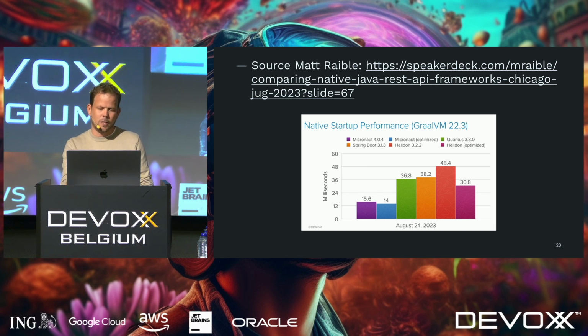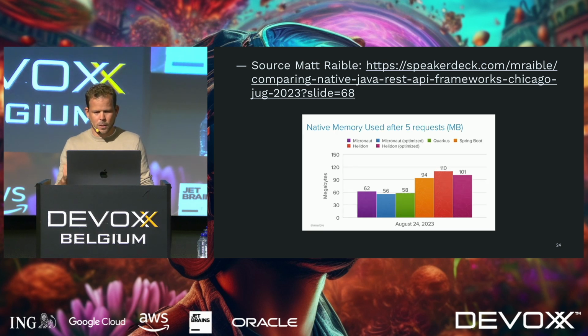There are actually 2 bars there. You'll see one is Micronaut 4 vanilla, and the blue one is Micronaut optimized. So I'll talk a little bit about that. That's essentially Micronaut AOT, which is another layer on top of Micronaut. But as you can see, we've made significant jumps in performance. Also in memory usage.